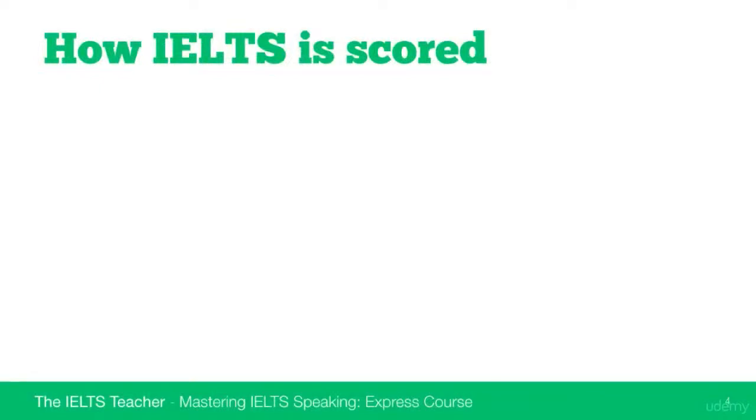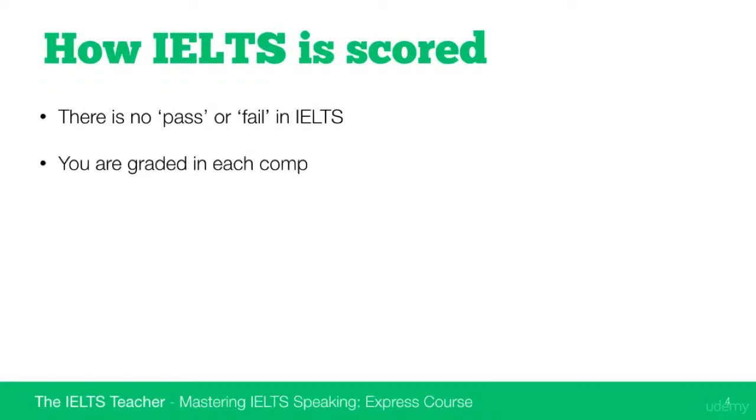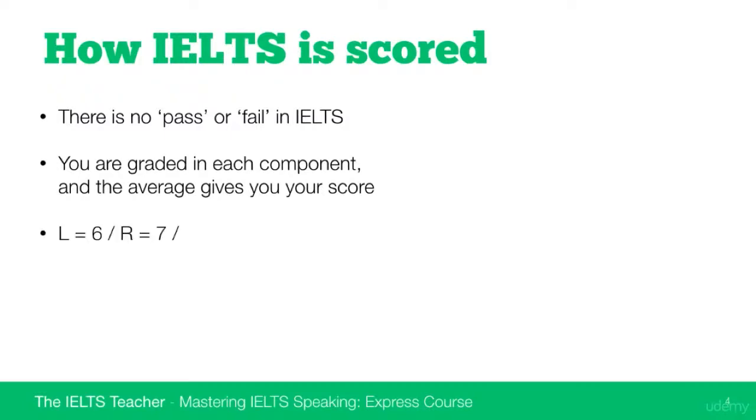If we think about how IELTS is scored, the first thing to mention is that there is no pass or fail in IELTS. You're graded in each component, and the average of those components combined gives you your overall score. So for example, if you get a 6 in the listening, and then a 7 in the reading, a 6 in the writing, and then a 7 in the speaking, your overall band score will be 6.5.